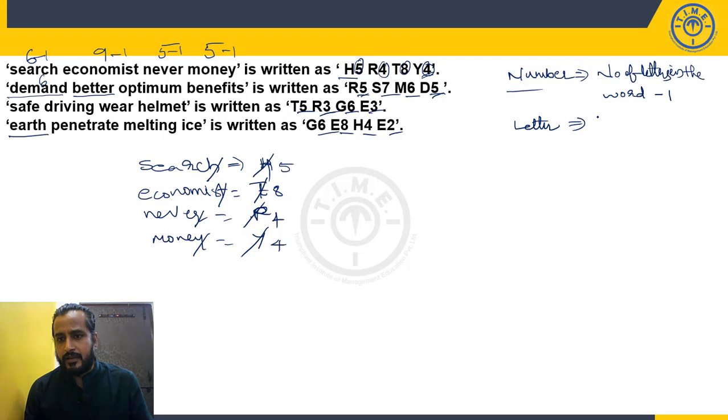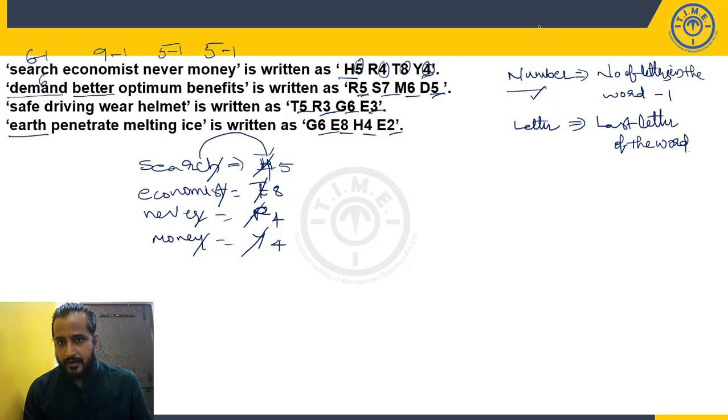Letter in the code represents last letter of the word. So this is how we need to identify the relation between the given word and code. First, identify the logic in the number. Then identify the logic in the letter.